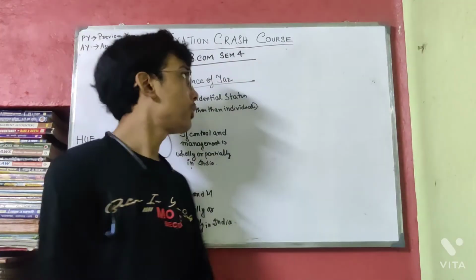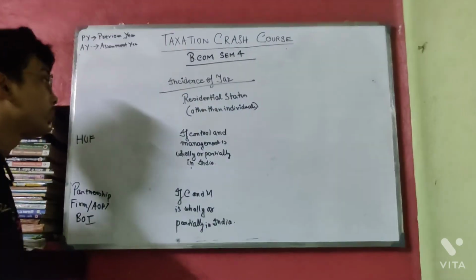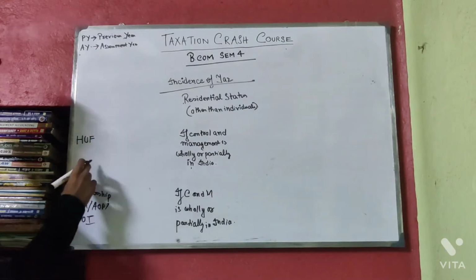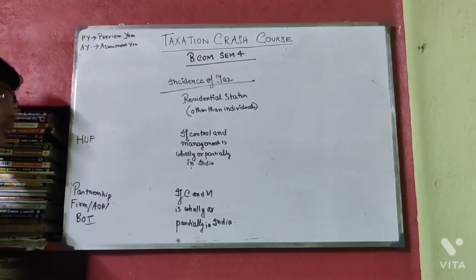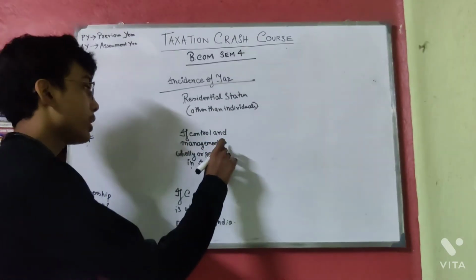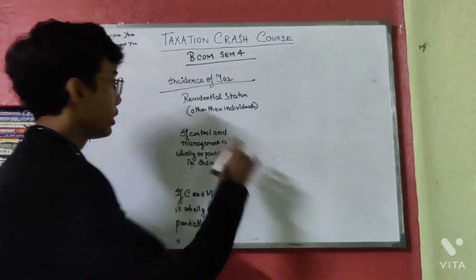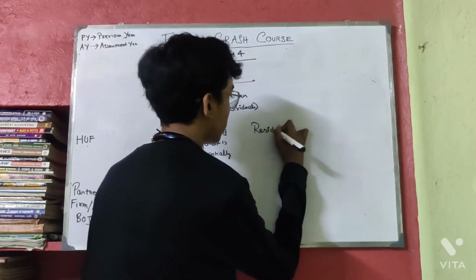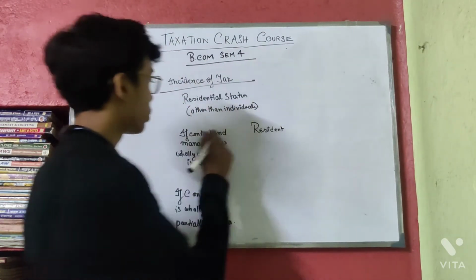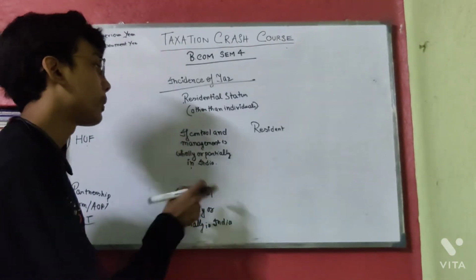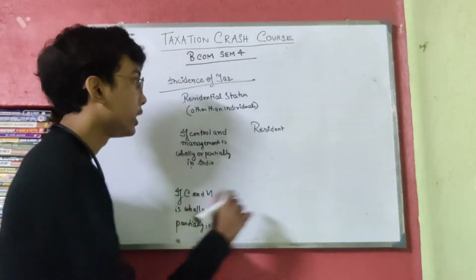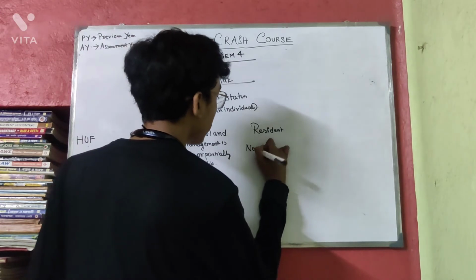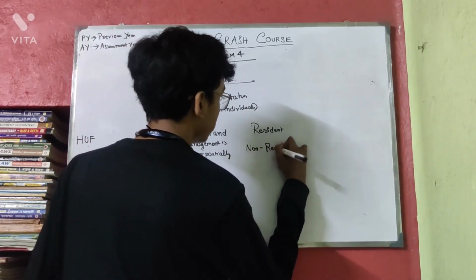Next we come to the topic of residential status of persons other than individuals. Here two things are covered, which are HUF and partnership firm. If the control and management is wholly or partially in India, then the HUF will be considered to be a resident. And if the control and management is wholly outside India, then it will be directly told to be a non-resident.